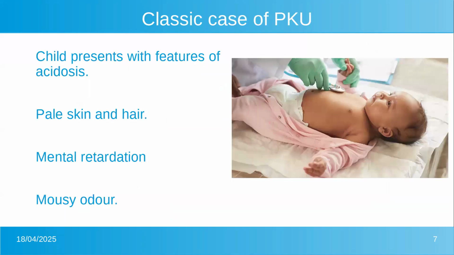Correct? Another thing which we should know: the classical child with phenylketonuria will present with pale skin and hair. There will be mental retardation. There will be a mousy odor. And the child will have features of severe acidosis. How does the child present? The child presents with features of severe acidosis. The child has pale skin and hair. There is evidence of mental retardation. And the telltale mark is that the mother says that the urine of the child or the diaper of the child has a very peculiar smell, which has been likened to that of a dead rat. Right. I have not smelt it. I don't know it, but the smell is definitely weird.